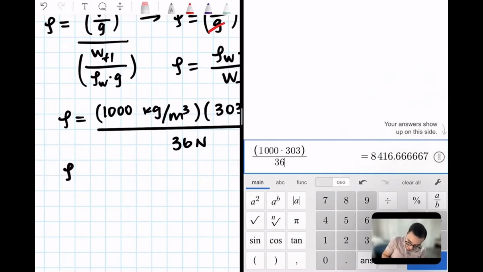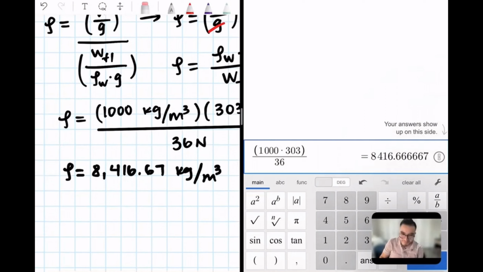And there you have it. The density of this object is 8,416.67 kilograms per meter cubed. And that's it.